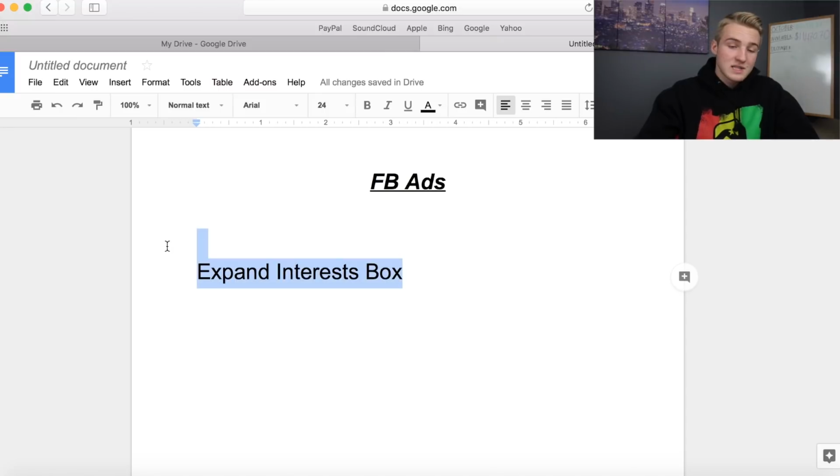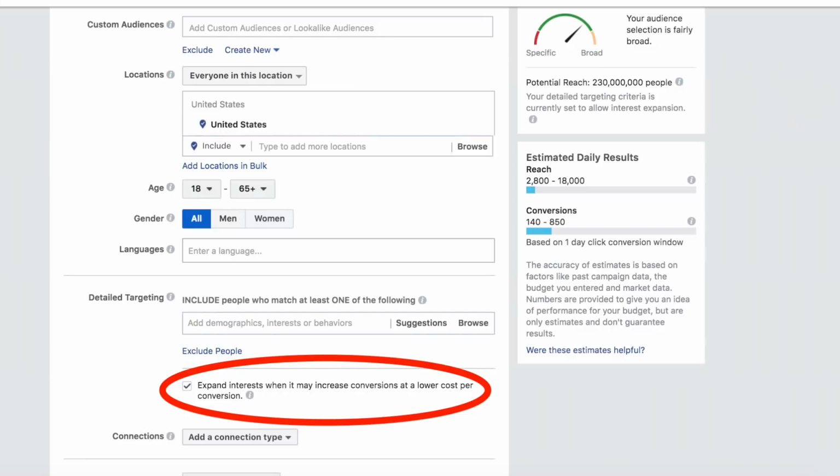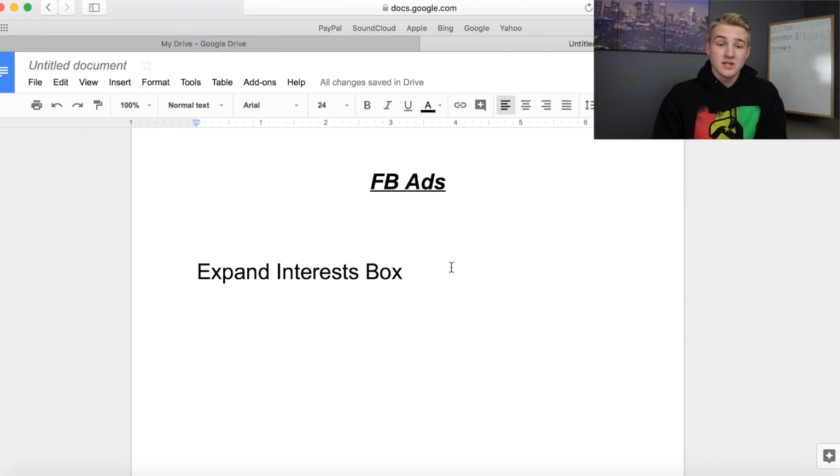But the first one, expand interest box, okay? What is this? It'll look something like this when you go inside your Facebook Business Manager. And honestly, that is the button that's gonna screw you over, okay? I'm gonna explain exactly what it is, how it works, and why it's automatically checked. Basically, that's the button under the interest when you're going through and setting up your campaign that Facebook automatically checks to rob you of your money, okay? They're trying to empty your wallet.